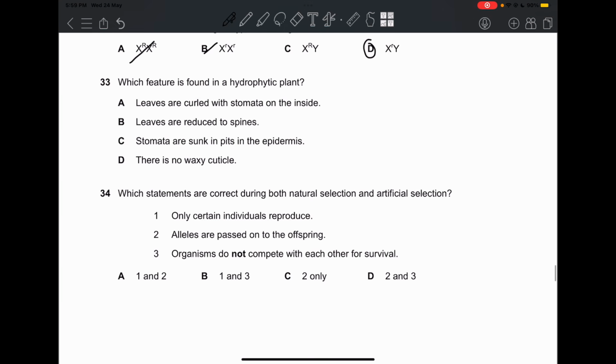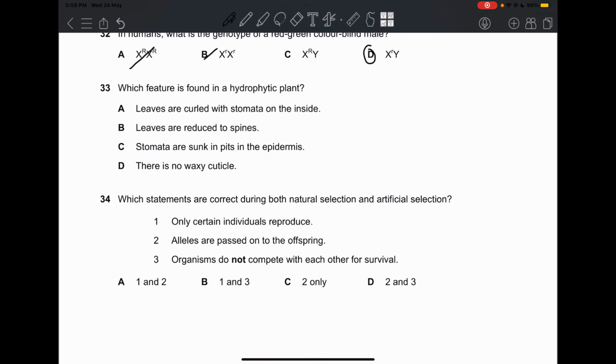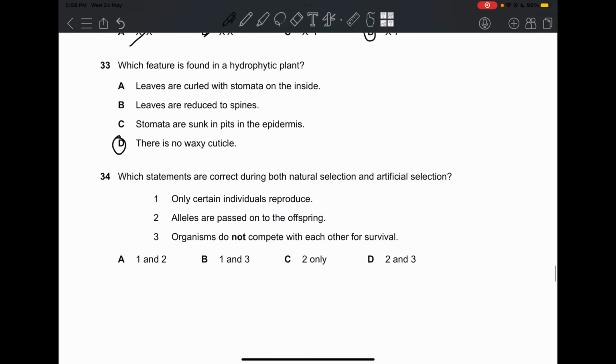And C says the stomata are sunk in pits in the epidermis. Of course, this is incorrect. The stomata are found on the upper side. And D says there is no waxy cuticle. This is correct because there is no need to conserve water in the hydrophytic plant because it's already in water. So the answer is going to be D.